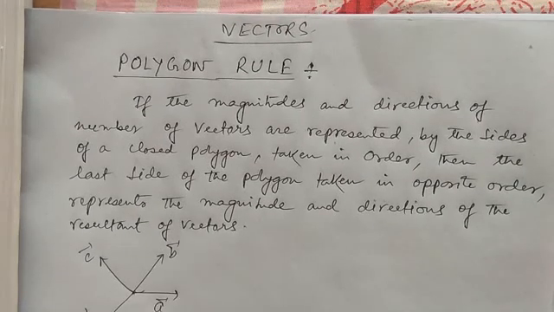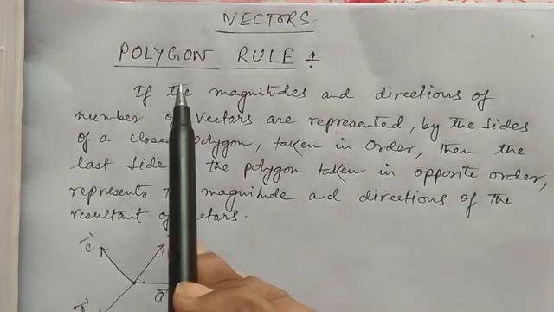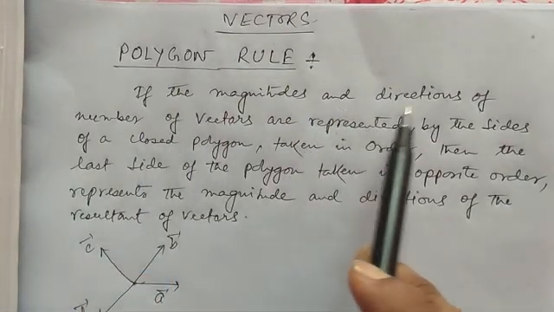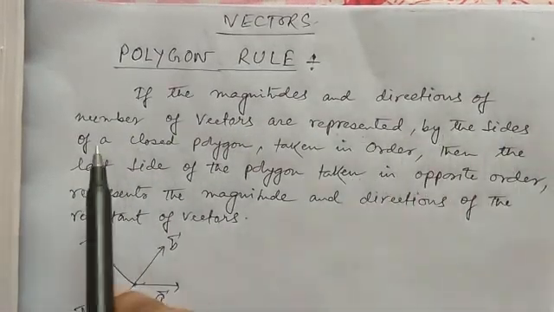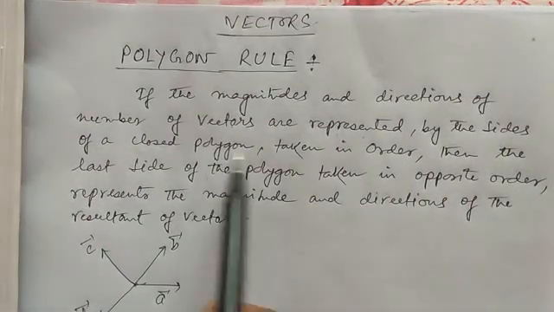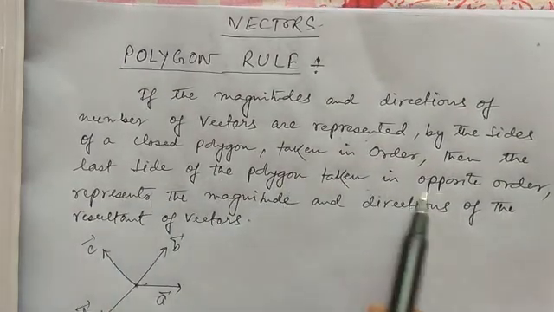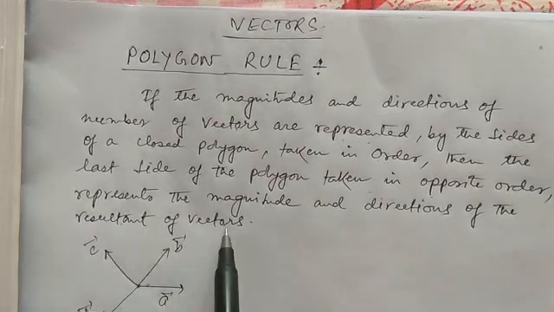Now in this video we are going to study the polygon rule and the resolution of vectors. First, let us start with the polygon rule. The statement goes as: if the magnitudes and directions of a number of vectors are represented by the sides of a closed polygon taken in order, then the last side of the polygon taken in the opposite order represents the magnitude and direction of the resultant of the vectors.